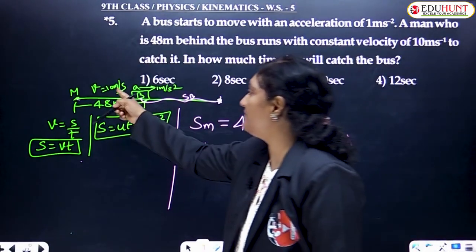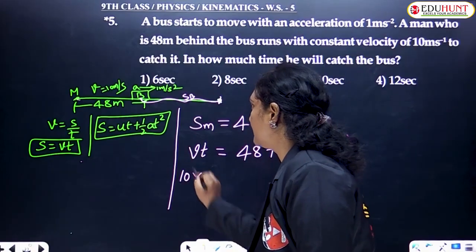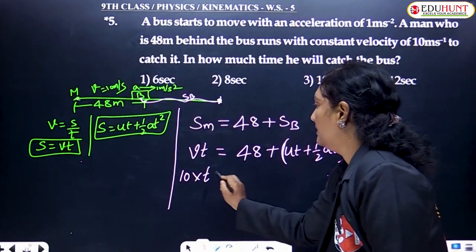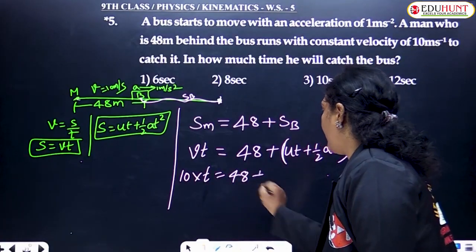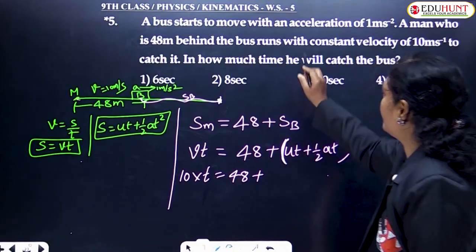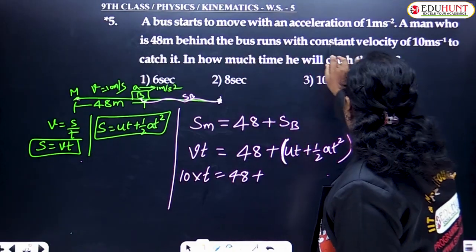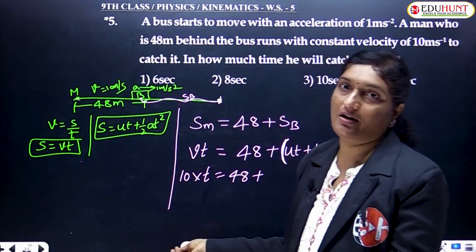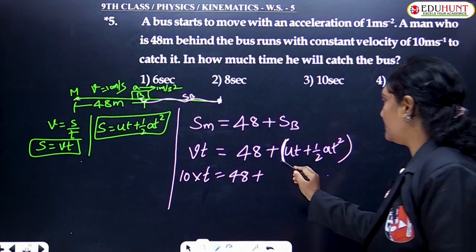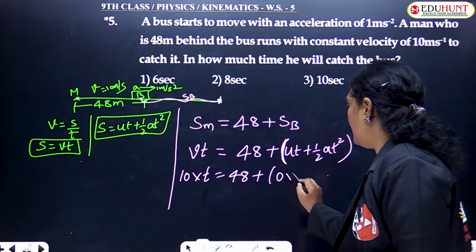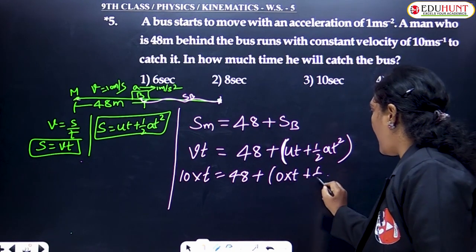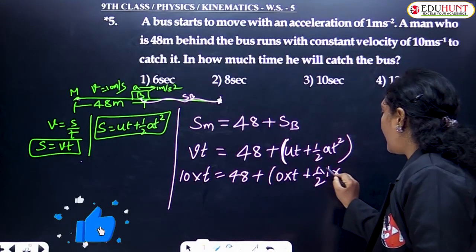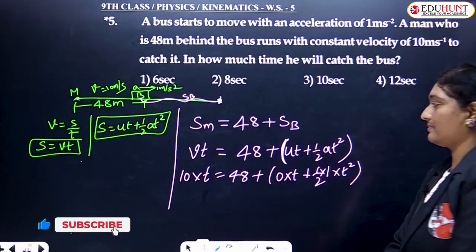Okay, so let us now try to substitute. What is the value of V given? 10 meter per second. How much time? That only you need to find out. T. 48 plus what is the initial velocity of the bus? The bus starts, which means initial velocity is 0. So initial velocity of the bus is 0 into time plus half. Acceleration of the bus how much? 1. How much time? Unknown, that is t square.